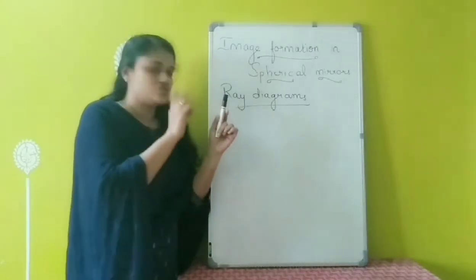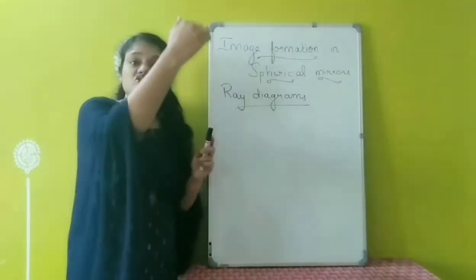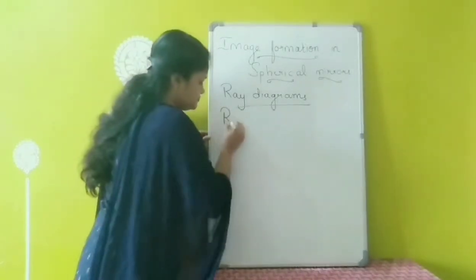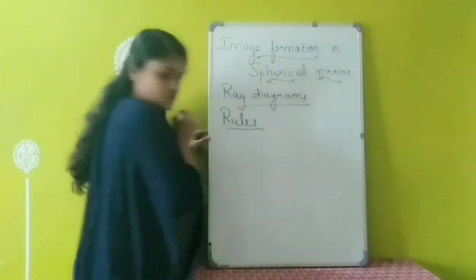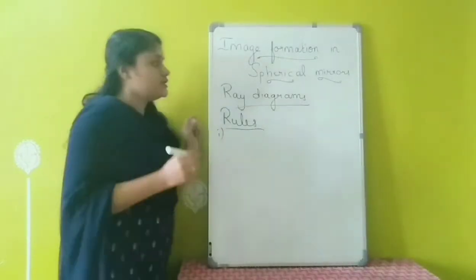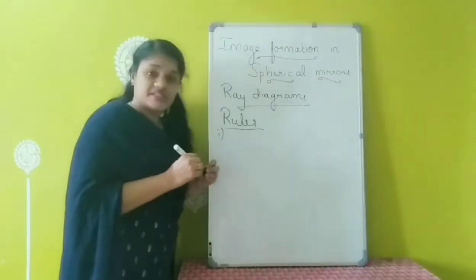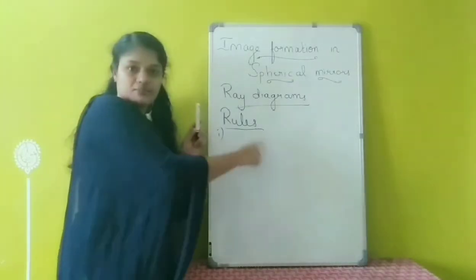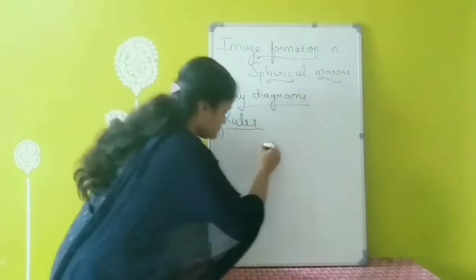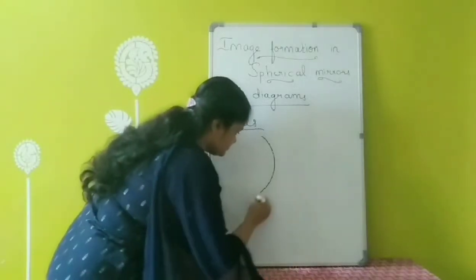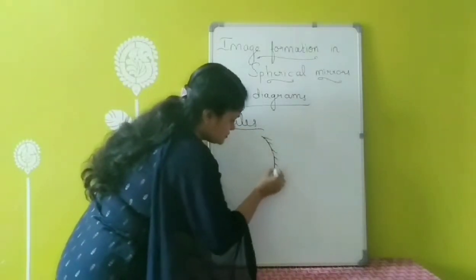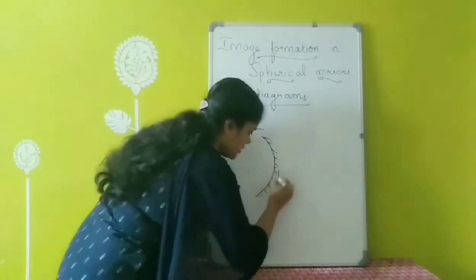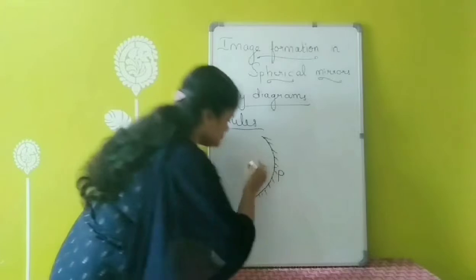Okay, so in order to draw ray diagrams, first of all we have to study some rules for drawing the ray diagrams. Rules. We have to study the rules in the case of a concave mirror as well as for a convex mirror. Okay, so first of all I am drawing a concave mirror. This is a concave mirror. Mark the pole.